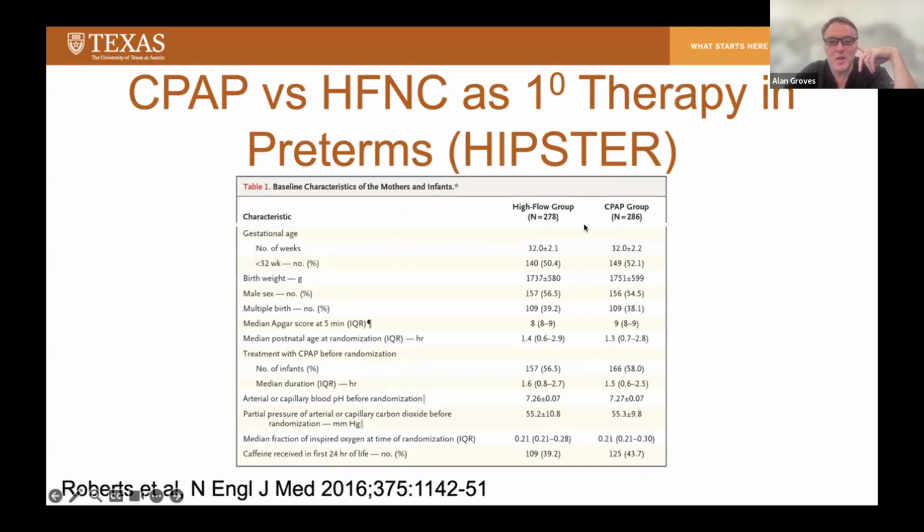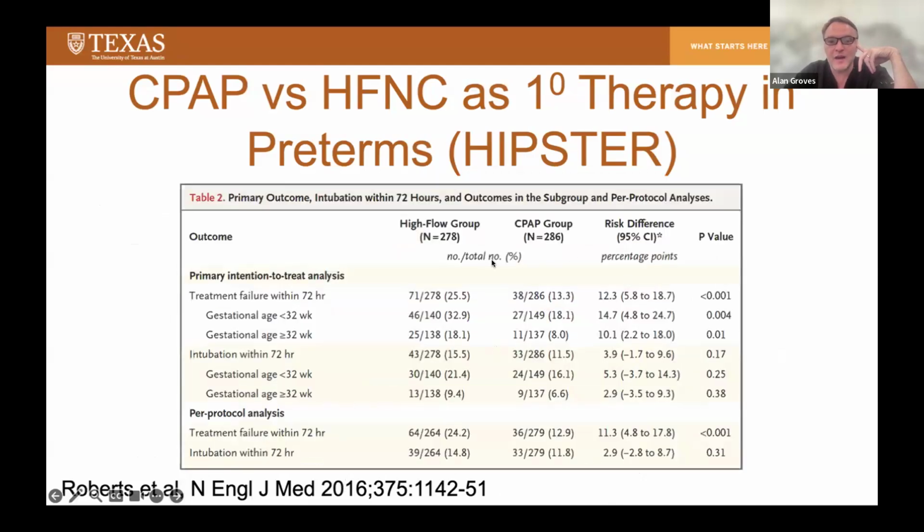So we really feel we can believe these findings, and a very compelling difference in the primary outcome measure, the primary outcome measure being a treatment failure. The treatment failure rate was twice as high in the high flow group as it was in the CPAP group. And that seemed to be the same pattern in babies less than 32 weeks or more than 32 weeks.